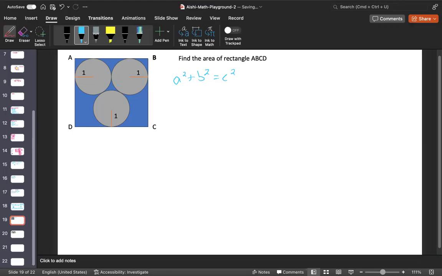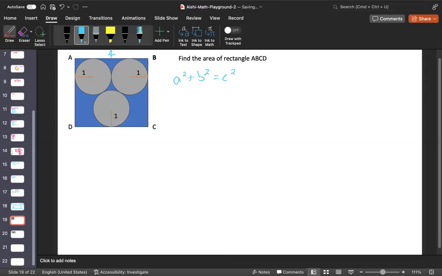So what we know so far is that the diameter of each circle must be 2 if the radius is 1, which means we know that AB is equal to 4. Okay, now we need to find BC so that we can find the area of rectangle ABCD.